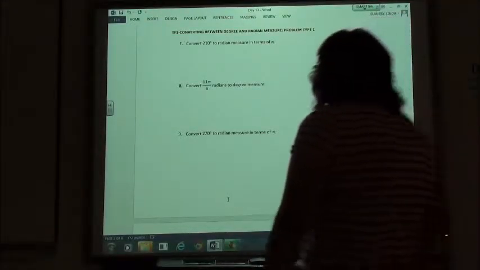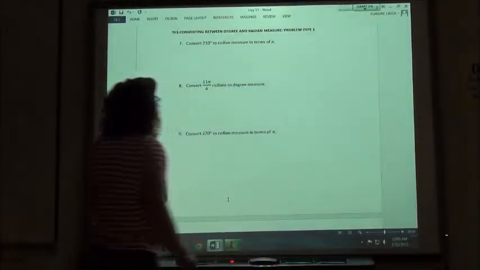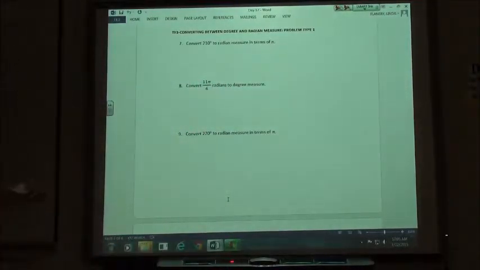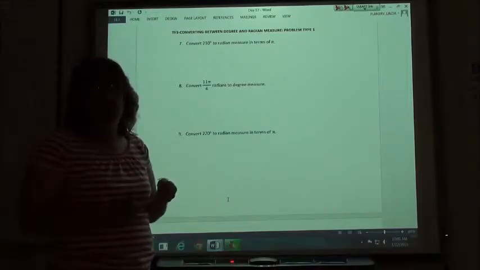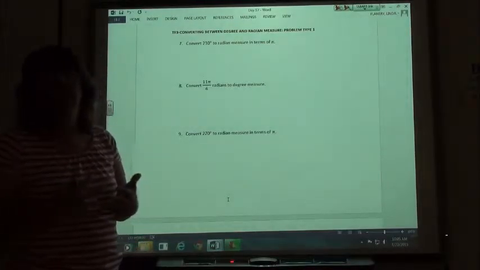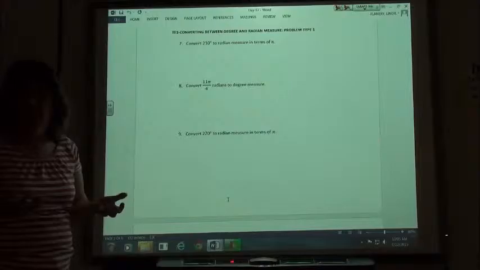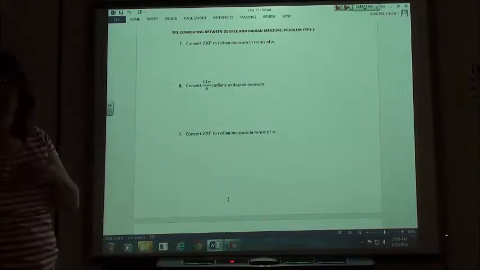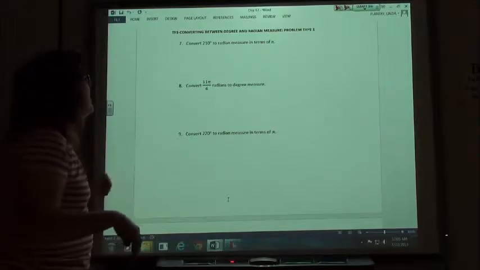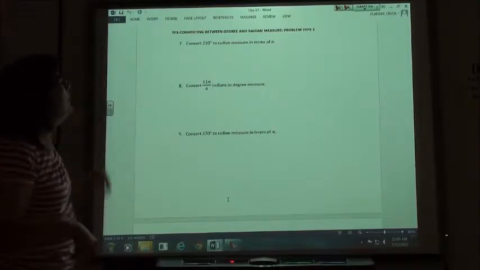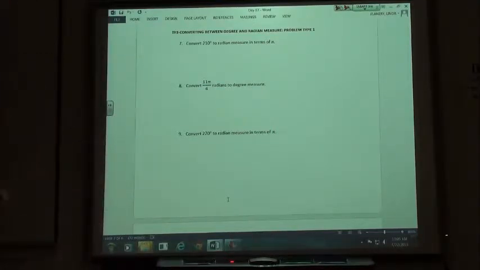7, 8, and 9, we are converting between degree measure and radian measure. We're used to measuring things in degrees. Radians is really equivalent to that, but it's a different form of measurement, kind of like feet and meters are different forms of measuring the same kind of thing. They're used to measure an angle, but you can measure it in degrees or you can measure it in radians.